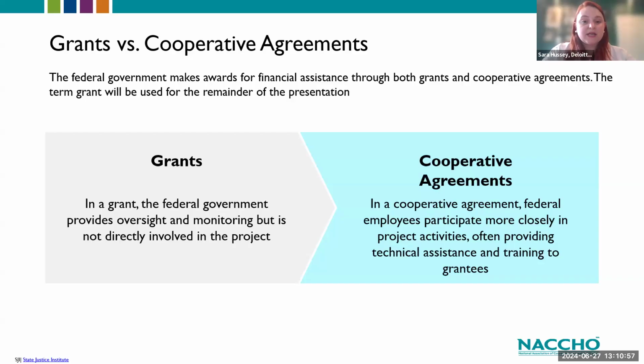mechanisms. So in a grant, the federal government or the other awarding agency provides oversight and monitoring, but is not directly involved in the project and does not have a substantive role to play. In a cooperative agreement, however, there is a substantive role for the awarding agency that typically shows up in things like technical assistance or training, and can even be around capacity building. So a way to think about the distinction is that grants are funding provided and intended to execute the activities under the award without the expectation or need for substantive involvement by the awarding agency, whereas a cooperative agreement does have that substantive involvement.